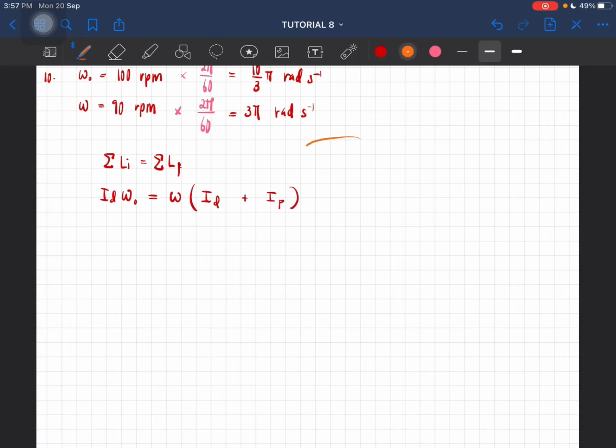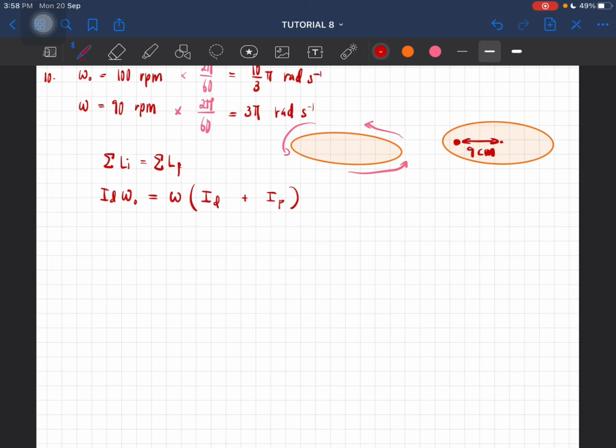Okay, if we were to draw this, if we have a disk like this, initially only it is rotating. For example, its rotation is like this. And then after that, suddenly a particle is dropped. There is a particle that is 9 cm from the rotation axis. Okay, so both of these will be rotating with the same angular velocity, but we have to find that value of angular velocity. So that's why we are going to use the conservation of angular momentum.